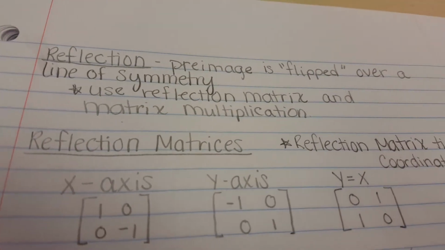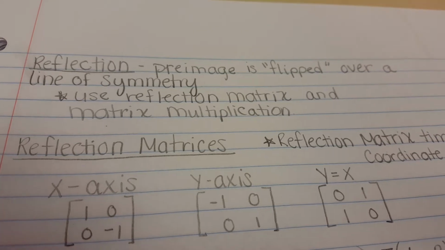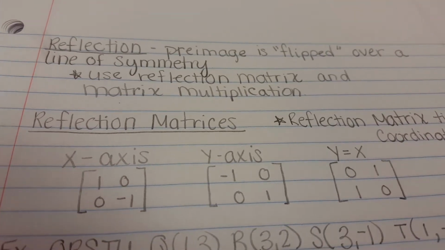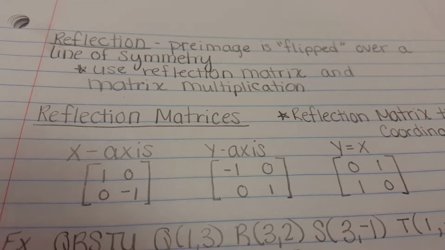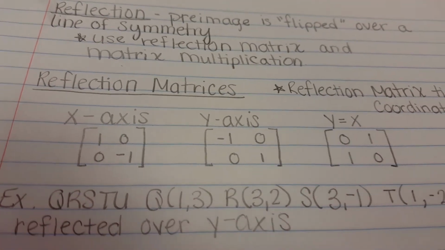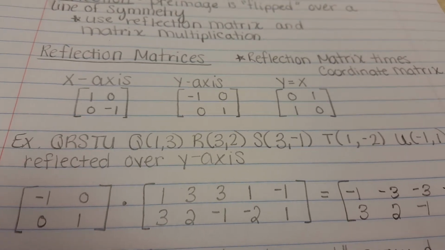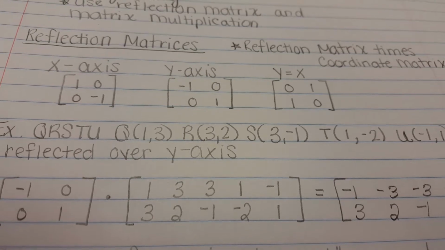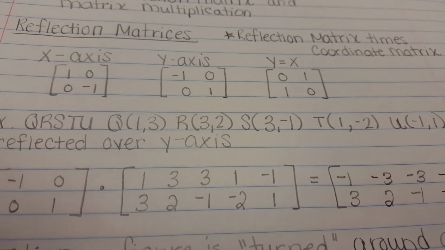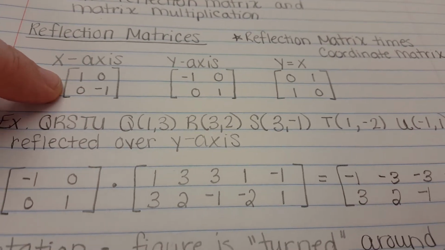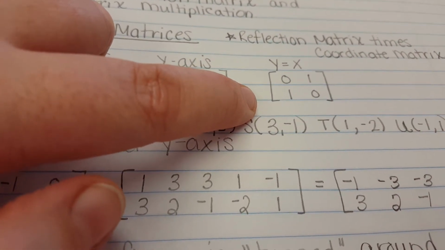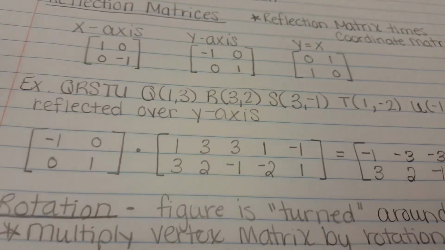Our next type is a reflection. So a reflection is when the pre-image is flipped over a line of symmetry. So we do this by using a reflection matrix and matrix multiplication. Reflection matrices can be a little difficult to find, so we've listed some common ones here for you. So some of the common reflection matrices are the x-axis, this is the x-axis one, y-axis, and then the line y equals x. So these are going to be the ones we use.